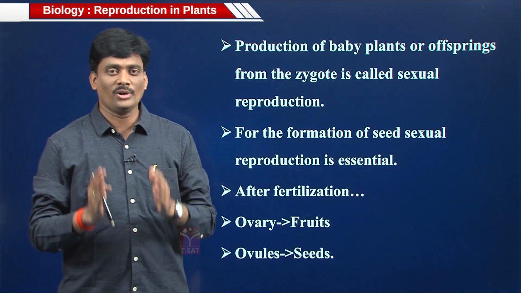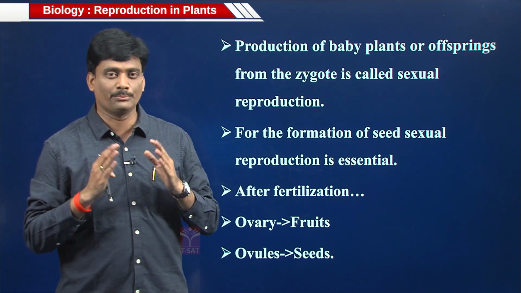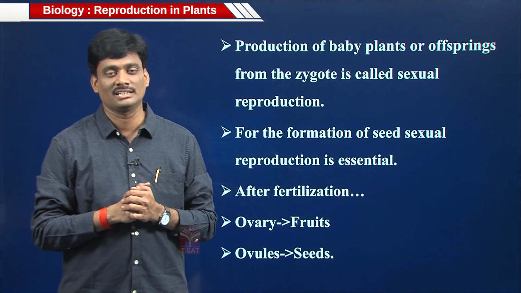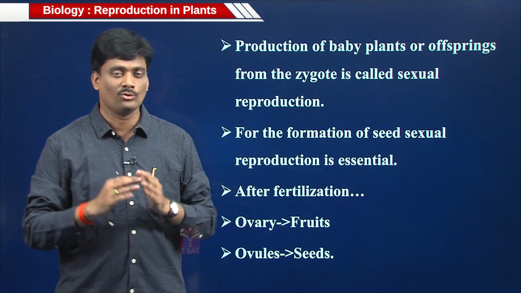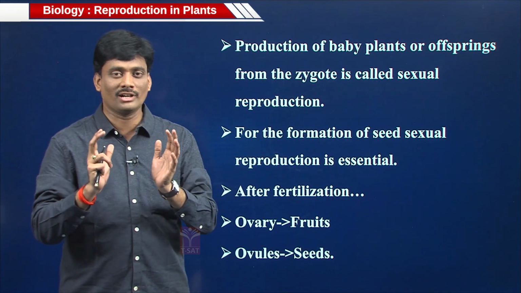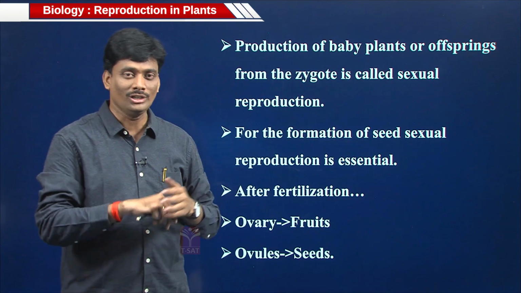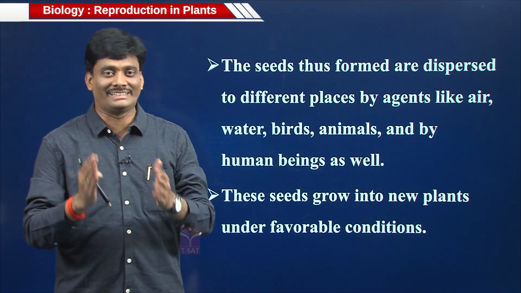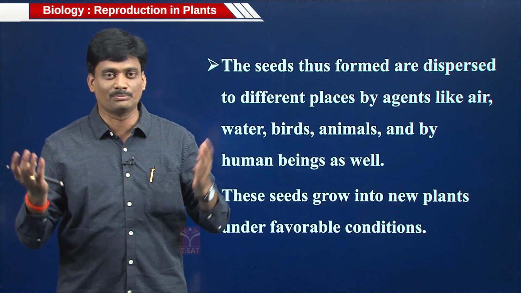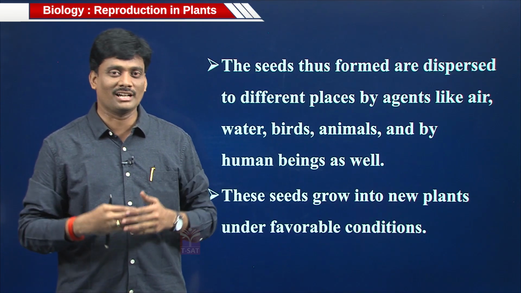For the formation of seeds, sexual reproduction is very important. By the process of sexual reproduction only, seeds are formed in plants. After the fertilization process, the complete ovary is converted into fruit, and the ovules, which are the eggs present in the ovary, are converted into seeds there. And the seeds which are formed are dispersed to various places with the help of different agents, and that is seed dispersal.